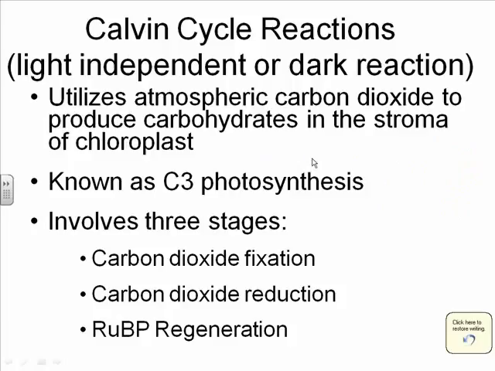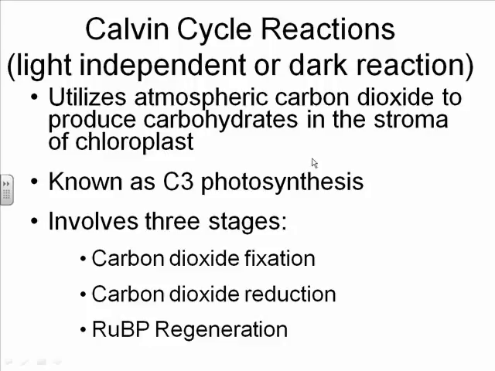The Calvin cycle is referred to as C3 photosynthesis. We'll look at where it gets its name shortly. But there are 3 stages to it. We want to fixate carbon dioxide, then we want to reduce it, remember that's going to be gain electrons, and then we want to regenerate the enzyme that allows it all to happen.